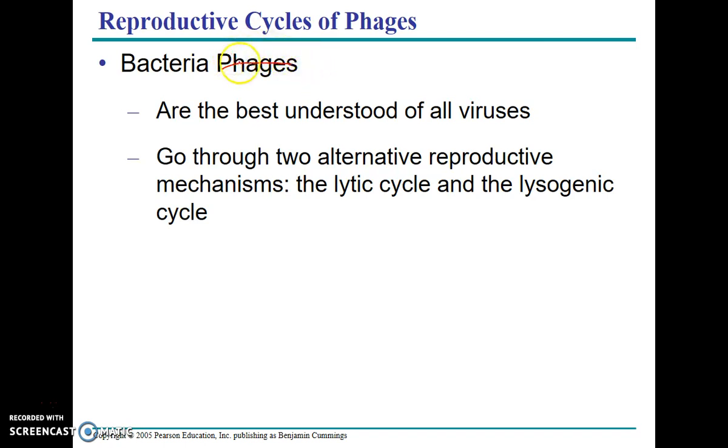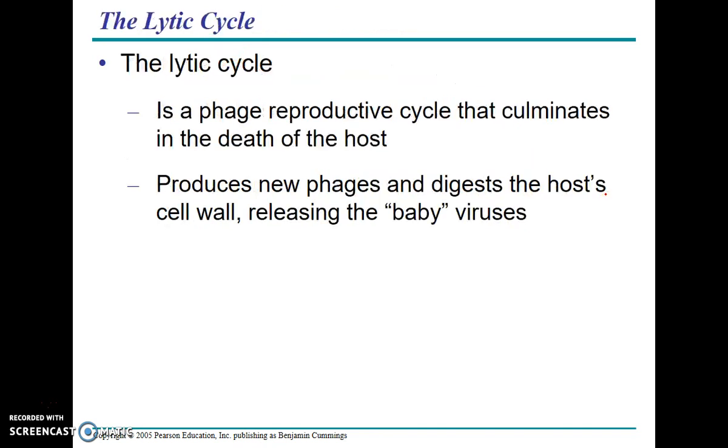This is another word for viruses. So this word here is another word for viruses, and these are viruses that infect bacteria. They're the most studied of all viruses, at least in the beginning of learning how viruses infect cells. Once inside the cell, they go through 2 possible ways that they can infect the cell or reproduce themselves: the lytic cycle and the lysogenic cycle. And we're about to go through those 2 things.